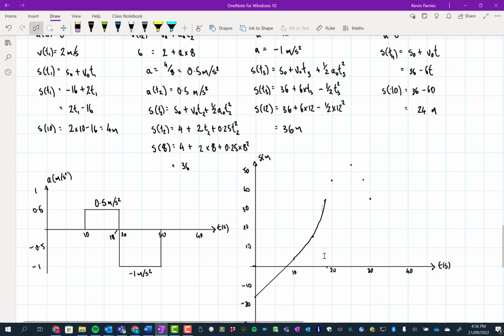I'll just find one more actually. Let's just find, say, 22. 22 would be about there. So that would be 4 seconds in. So I'll substitute 4 seconds into this stage. So it's going to be 36 plus 6 times 4 minus 0.5 times 4 squared. It's 52. So it's going to be 52. 52 would be about here. It's a wee bit hard to draw this on the surface.